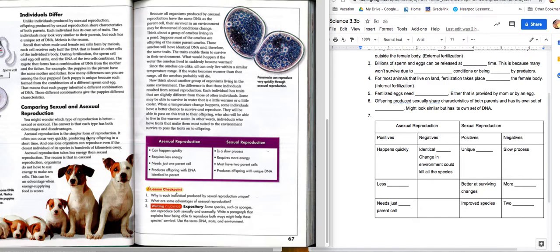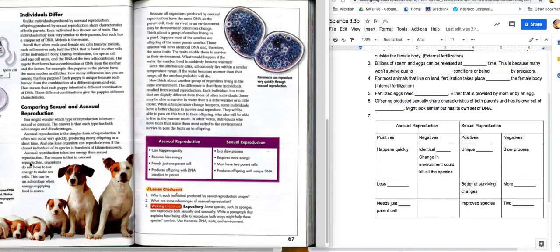Asexual reproduction is the simpler form of reproduction. It often can occur very quickly, producing many offspring in a short time. And one lone organism can reproduce even if the closest individual to its species is hundreds of kilometers away. So I put what's a positive? It can happen very, very quickly. We talked about bacteria every 20 minutes.